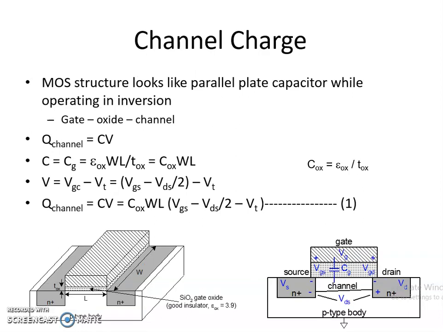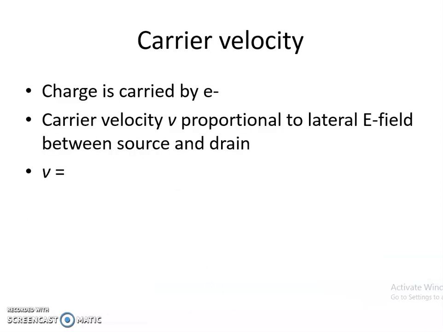So we can say that C can be given as COX into W into L, while the voltage across it is VGC minus VT. VT is the threshold voltage, VGC is the gate to channel voltage, which is nothing but VGS minus VDS by 2. That is, VGS is the gate potential, and VDS by 2 is the average between drain and source, that is the channel voltage, minus VT. So the charge across that channel becomes COX into W into L into (VGS minus VDS by 2 minus VT). That is equation number 1.